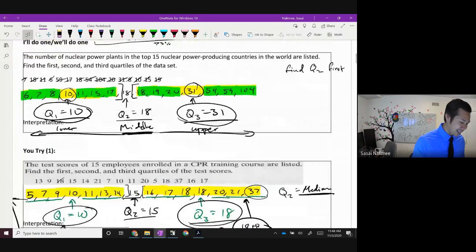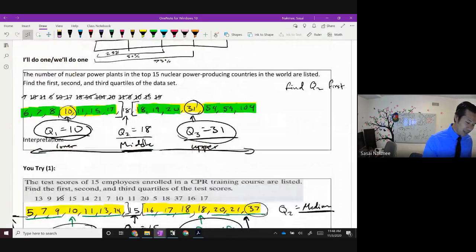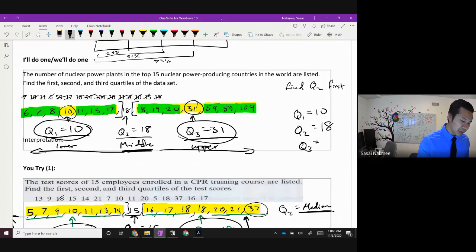Let's take a look here. So the numbers we have here, right? My Q1 was equal to 10. My Q2 was equal to 18. My Q3 was equal to 31. But the other thing I need is the minimum number. What's the minimum number you guys see in here? What's the smallest number? It's going to be 6 is the smallest number, and the maximum number is going to be equal to 104.